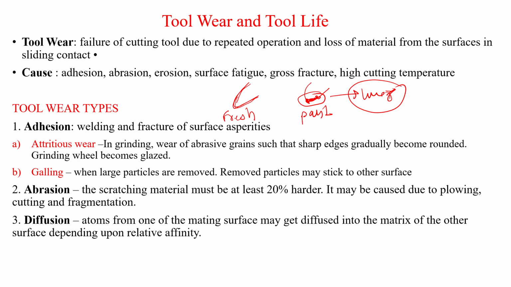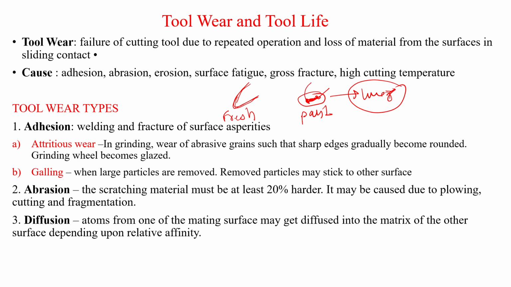What are the various reasons for tool wear? Adhesion, abrasion, erosion, surface fatigue, gross failure, high cutting temperature. There can be different reasons, right? Because of the very high temperature, the tool will become soft, and ultimately when it strikes the workpiece, it will get peeled off.